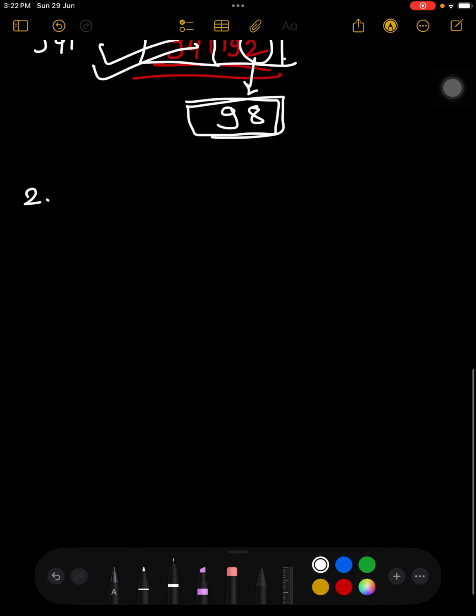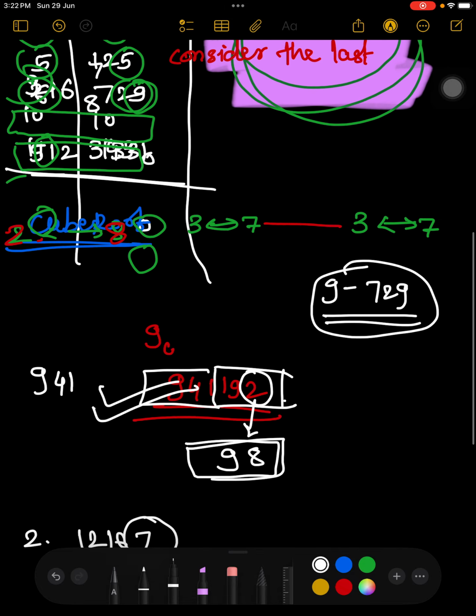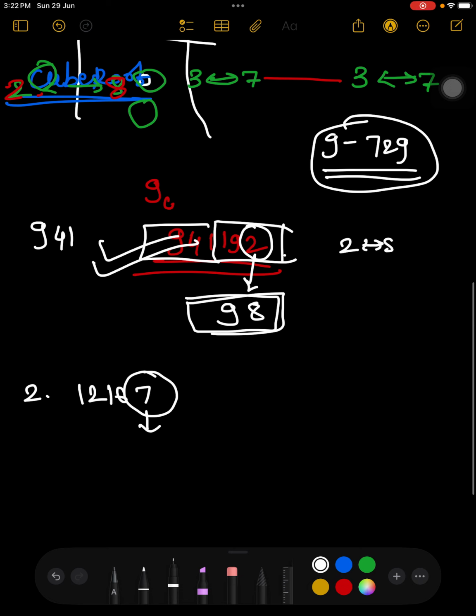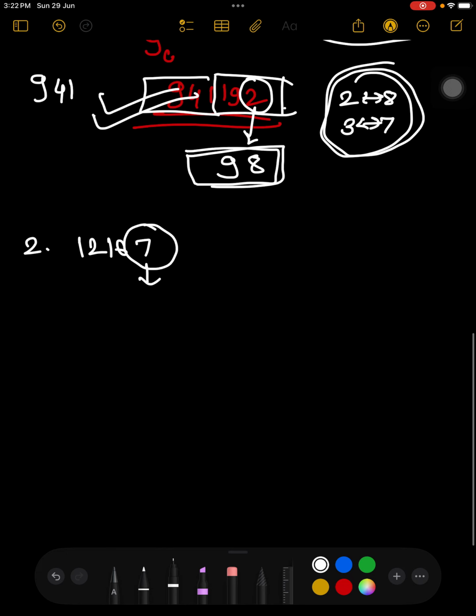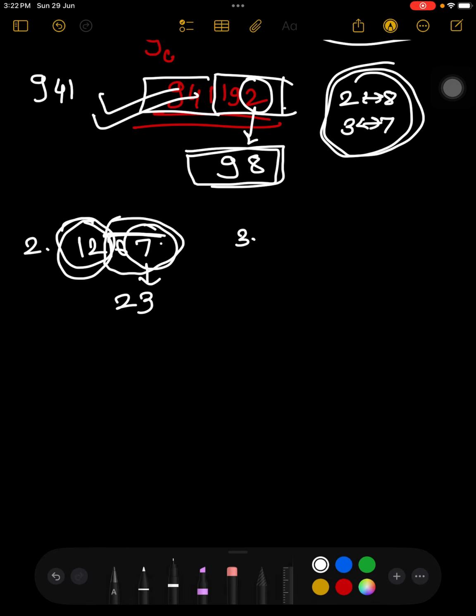Now let's take the second example, for example 12167. Just see the last digit, which is 7. The pair of 7, which we had already learned, is 3, since the pair of 2 is 8 and the pair of 3 is 7. On other numbers, the pair remains the same. So for 7 it is 3. Just write down 3. Remove the last 3 digits. Whatever remains, whose largest cube can be subtracted from it? That is 2, right? The answer is 23.